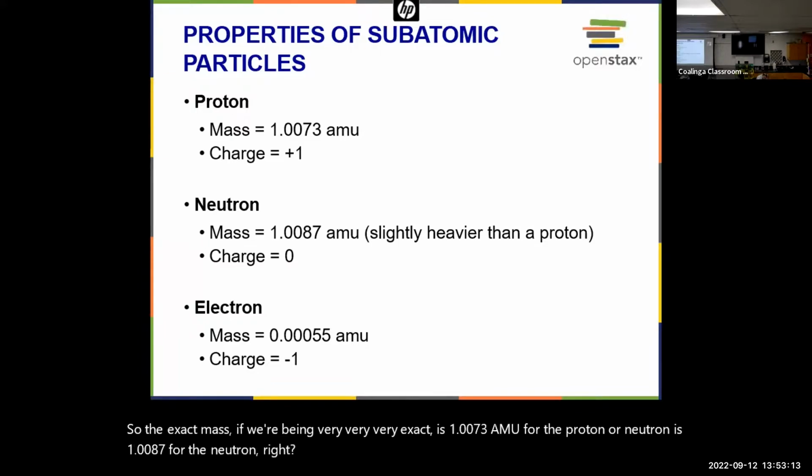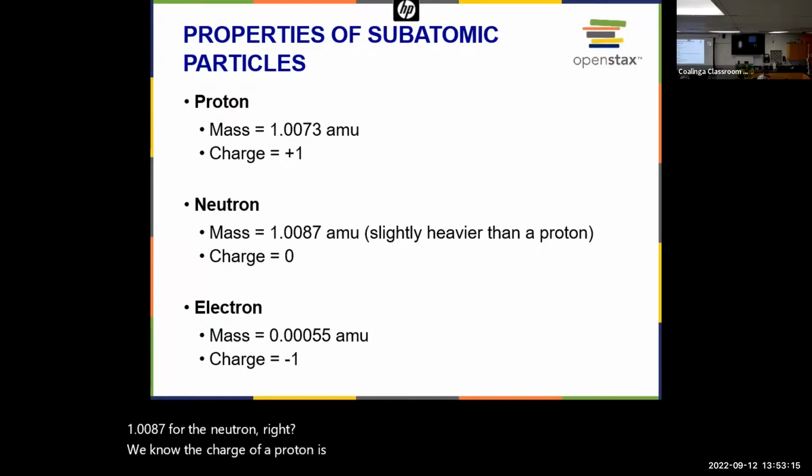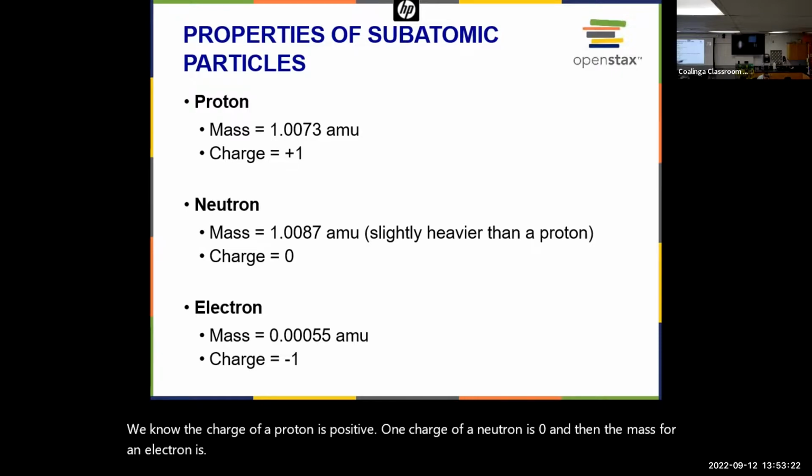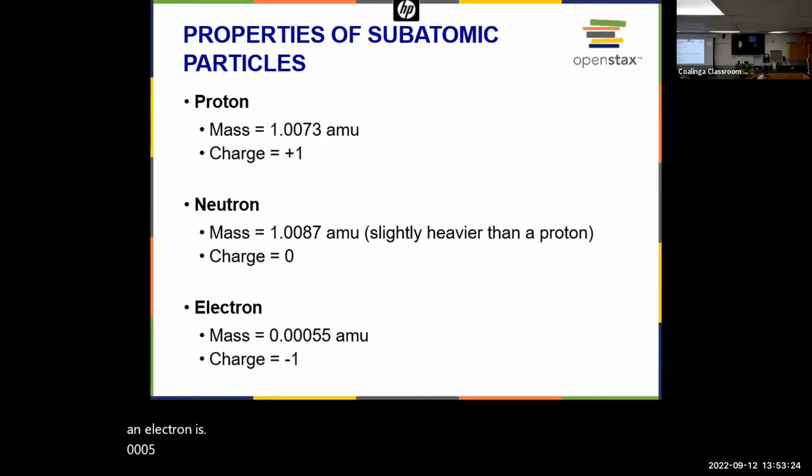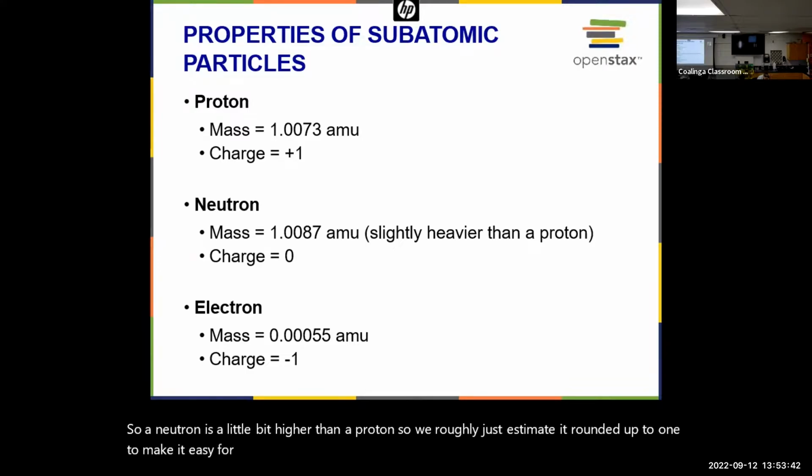We know the charge of a proton is +1, the charge of a neutron is 0, and the mass of an electron is 0.00055 AMU, so significantly smaller. That is not going to make a difference, and it has a negative charge. A neutron is a little bit higher than a proton, so we roughly estimate it, rounded to 1. If we wanted to be more exact, we would have to do the calculations.